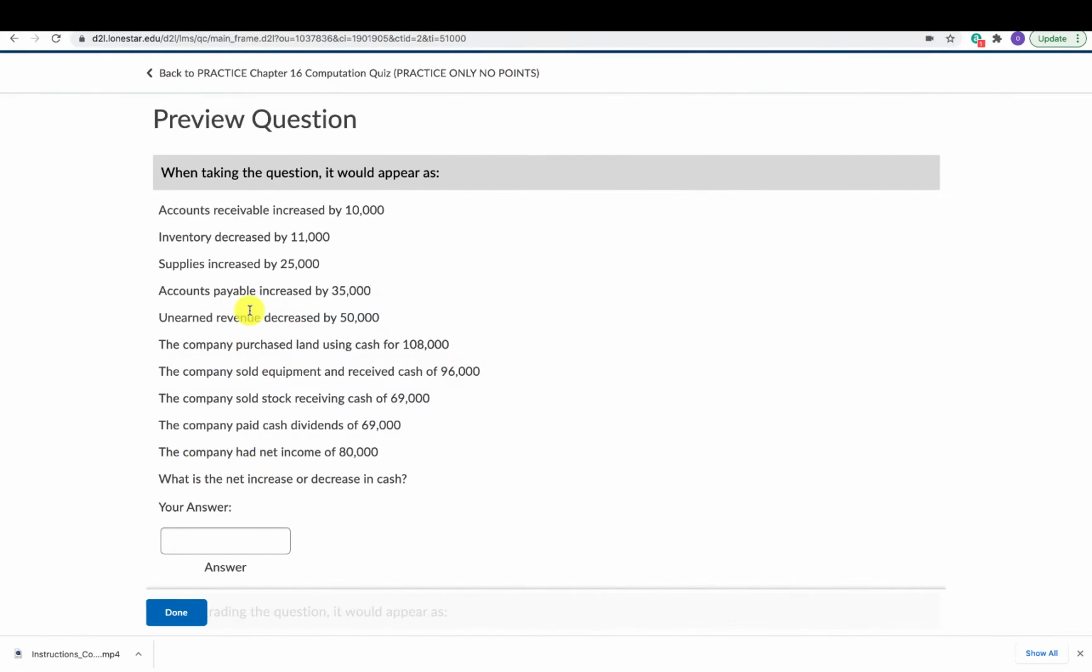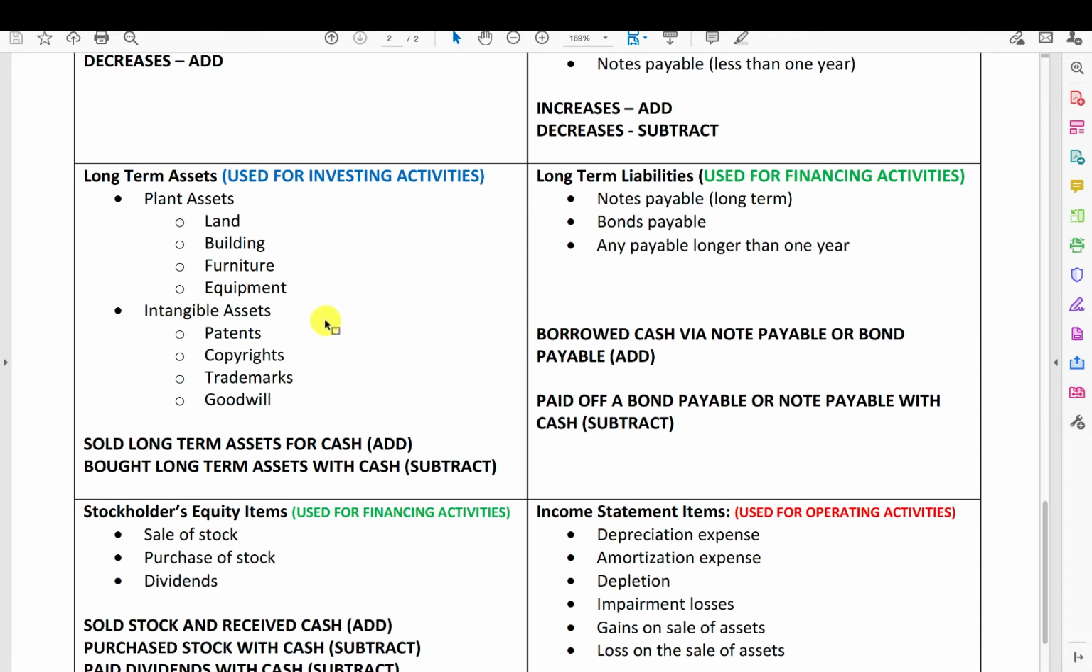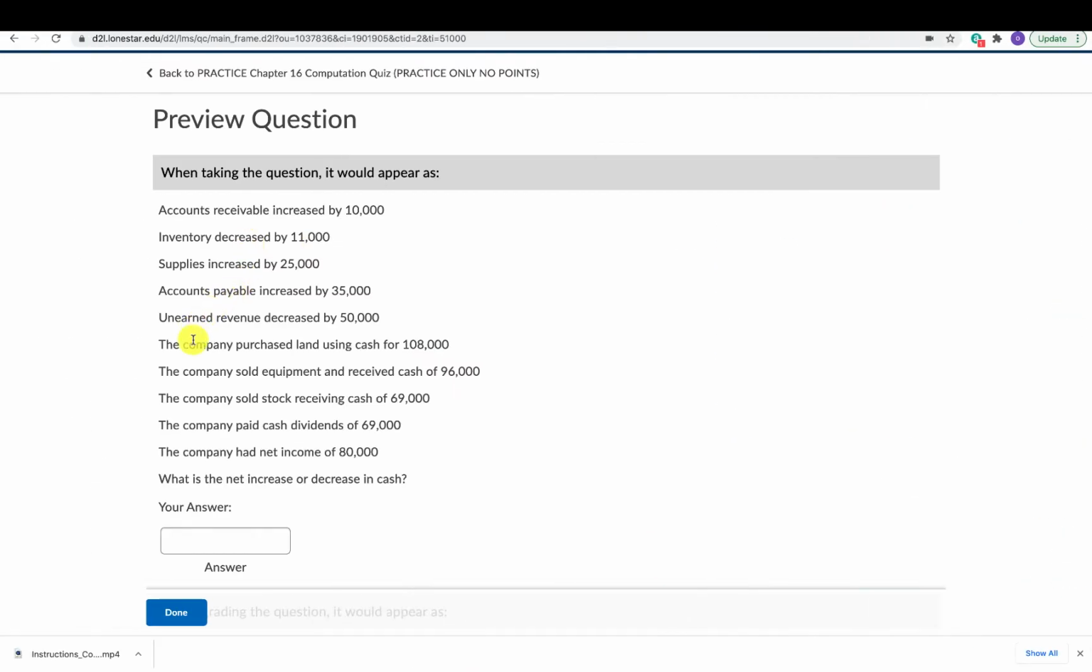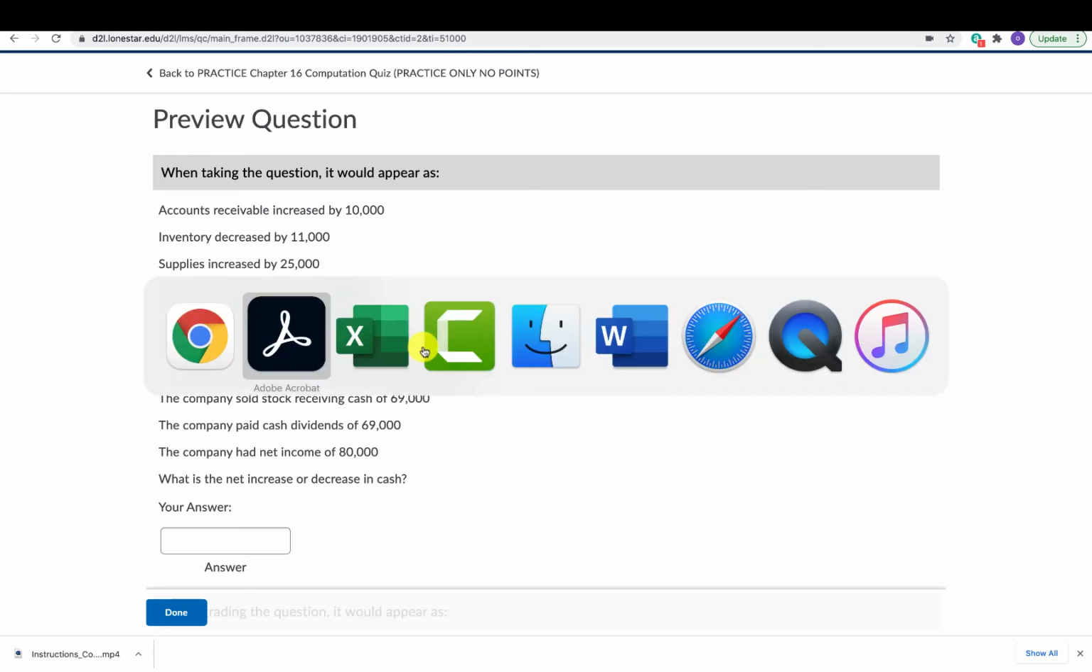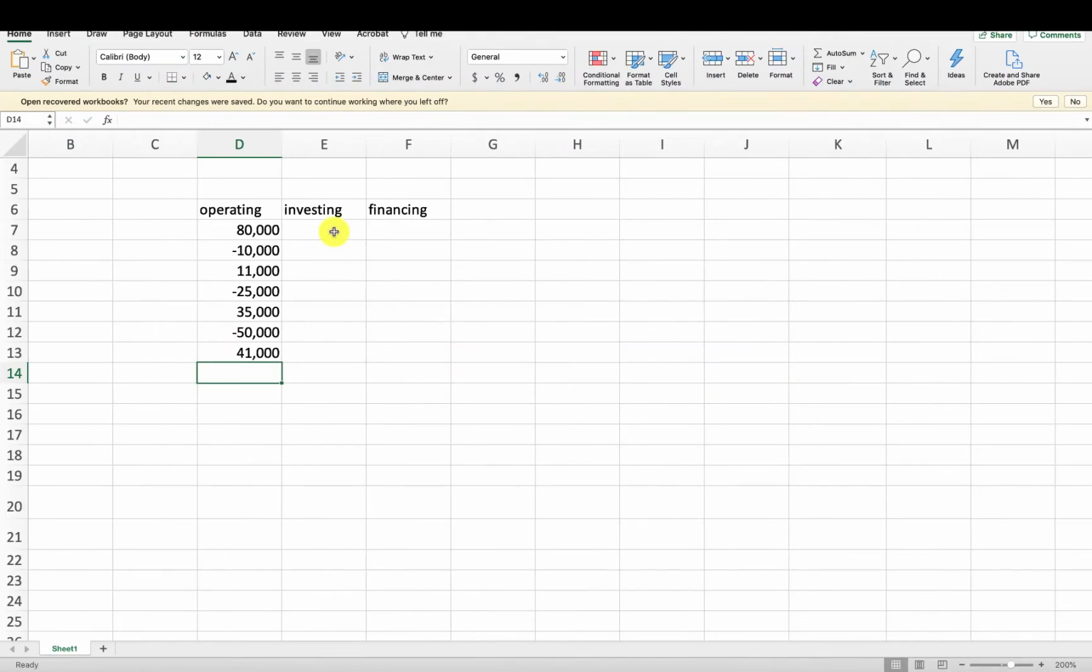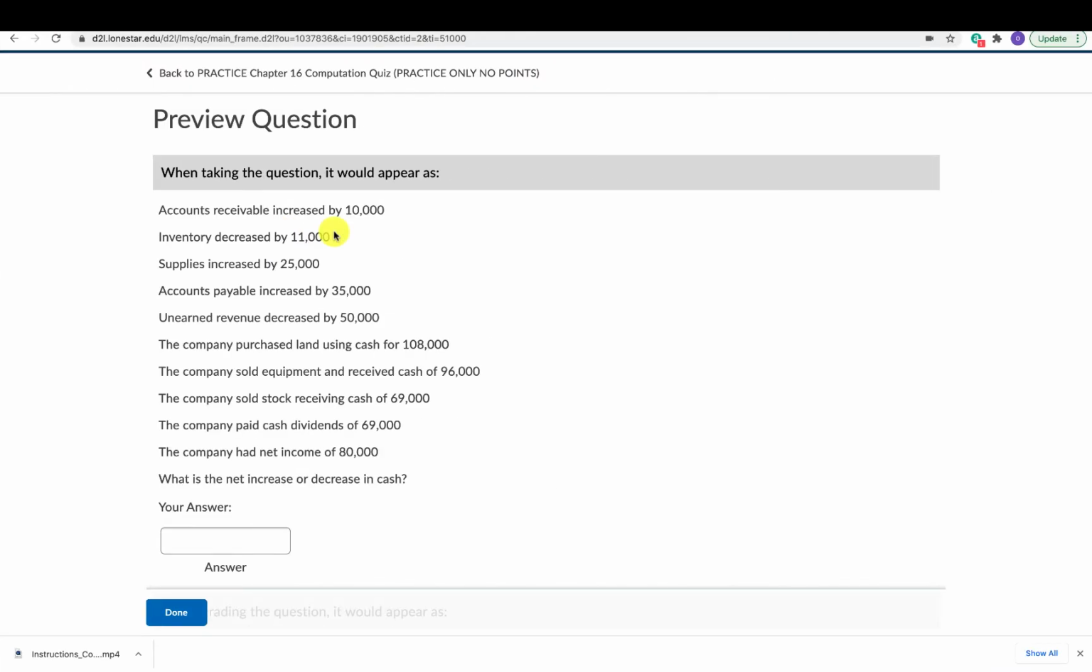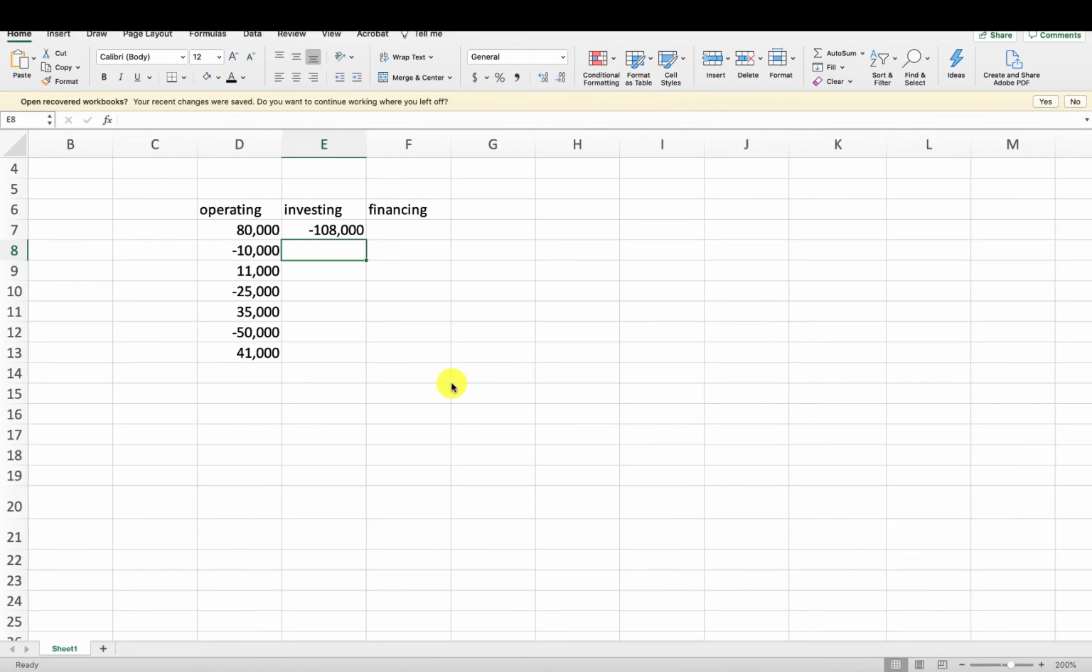So let's take a look at that. So land is definitely a long-term asset. If you look here, you would see land. What are we doing with the land? The company purchased land for cash, $108,000. So they purchased land, that means cash went down. So I'm going to have a negative $108,000. Then it says we sold equipment and received cash for $96,000. So that's a positive $96,000.